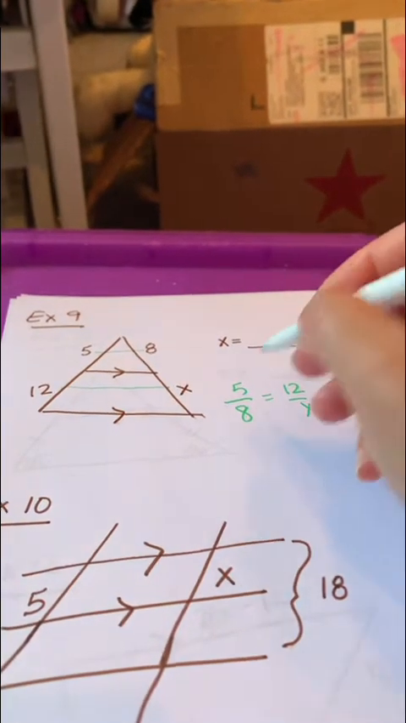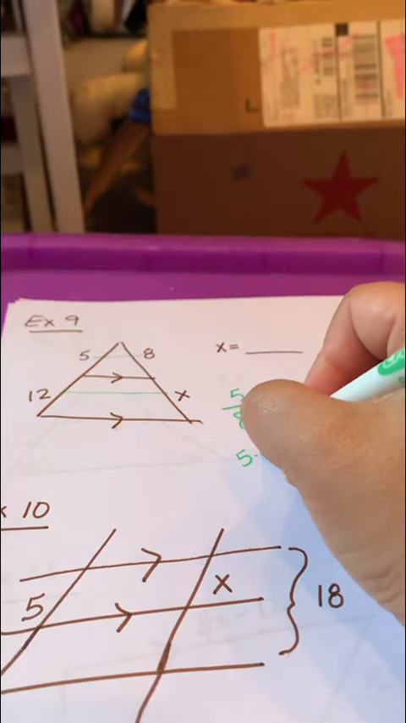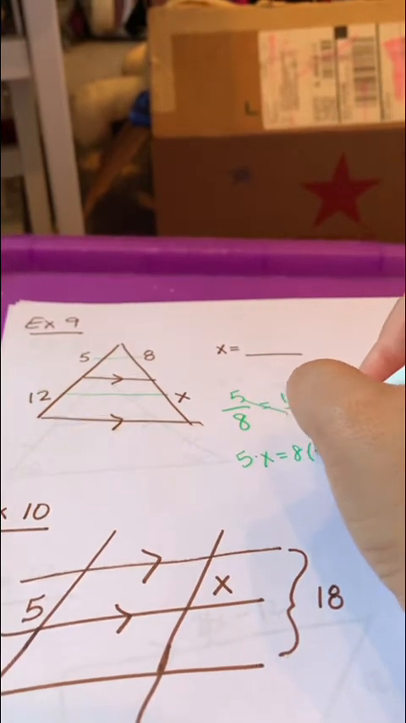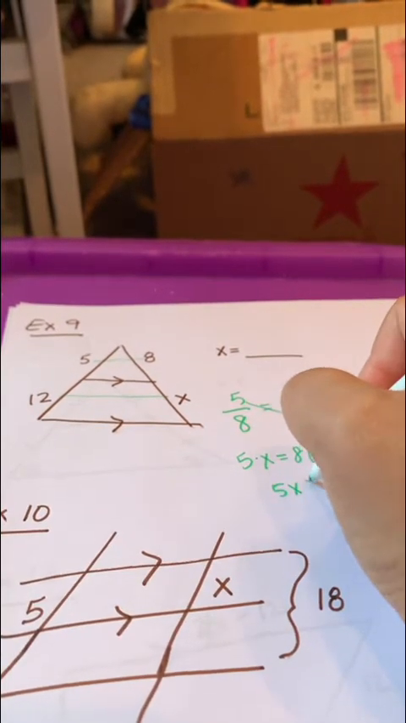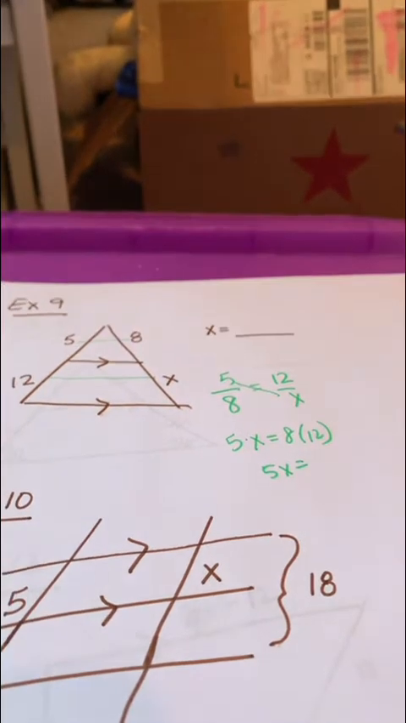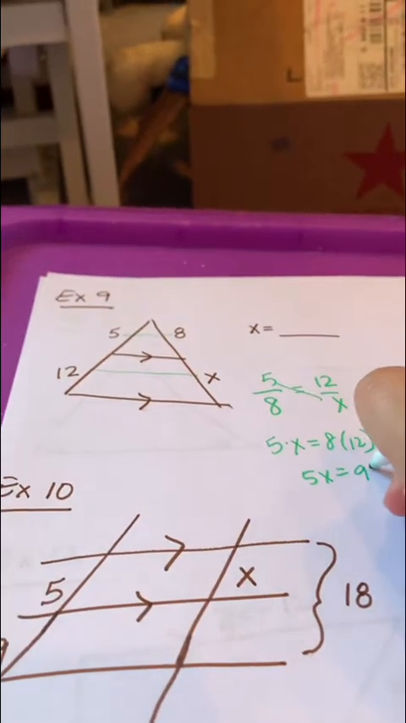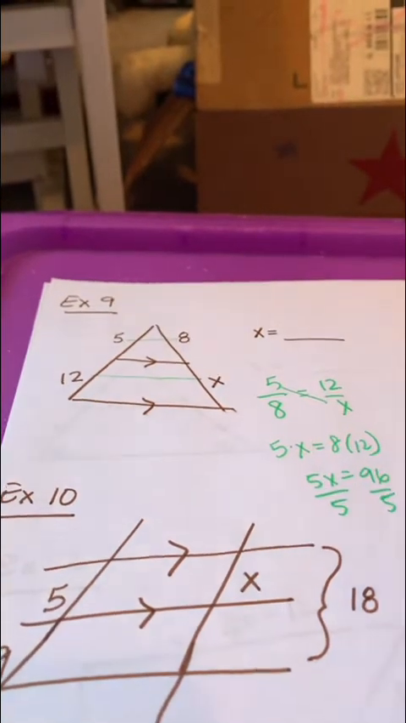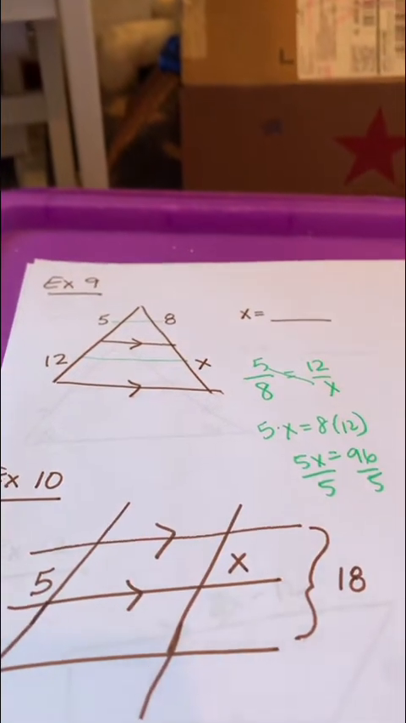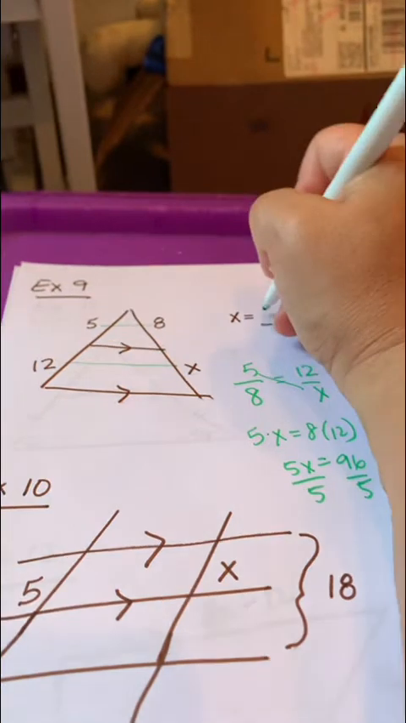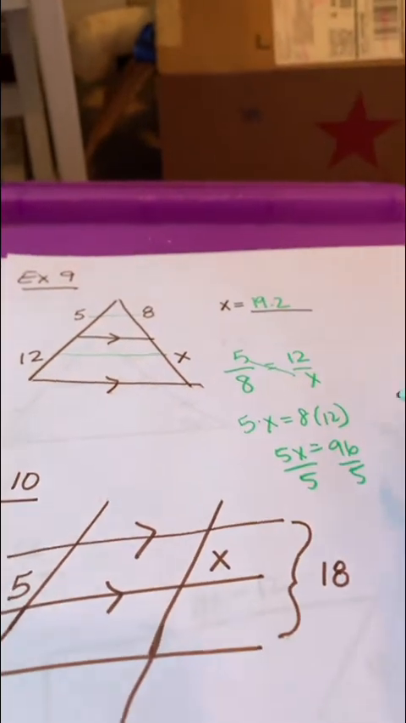Once you got that, cross multiply. 8 times 12. I think that's 96, divided by 5. And you get 19.2 for the X.